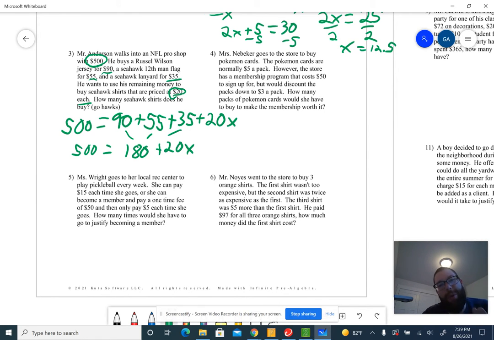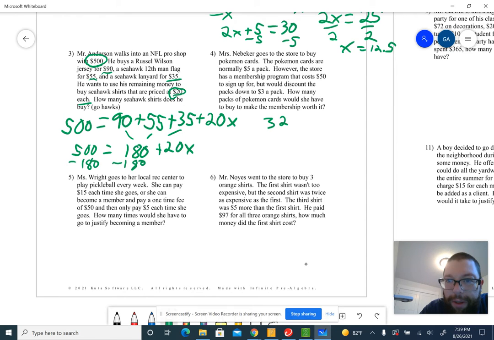All right, two-step equation now, right? I'm going to get rid of the add or subtract first. So it's a positive 180. So I'm going to minus 180 to each side. And that is going to be 320, right? Yeah, 320.